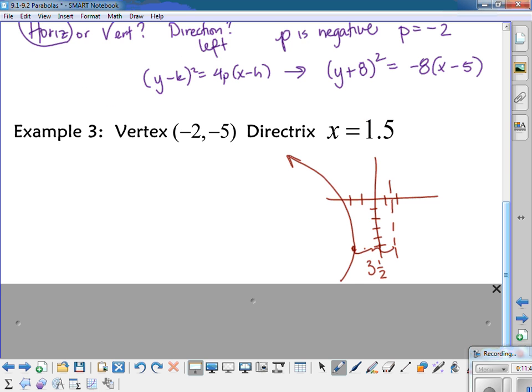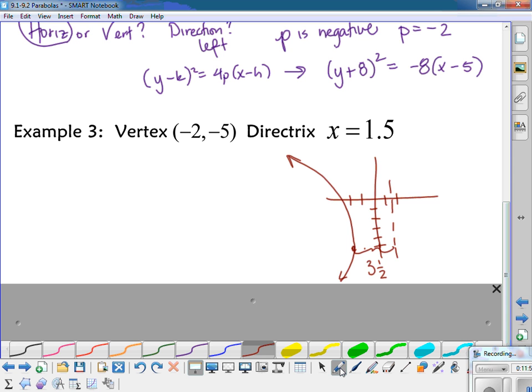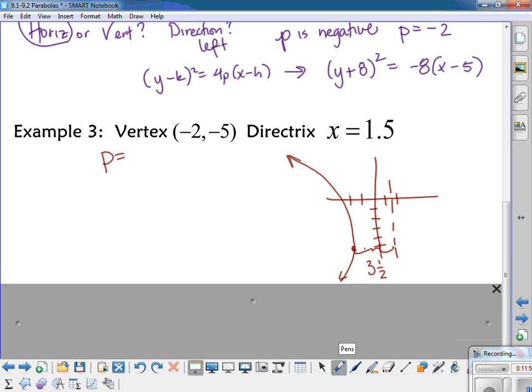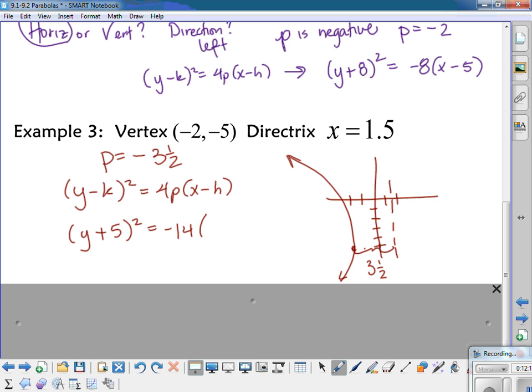I didn't give myself enough room. And so this one is horizontal, and P has to be negative. So again, it's y minus k squared equals 4p times x minus h. So y minus -5 becomes +5. 4 times -3.5 is -14. And then the x minus -2 becomes x plus 2.